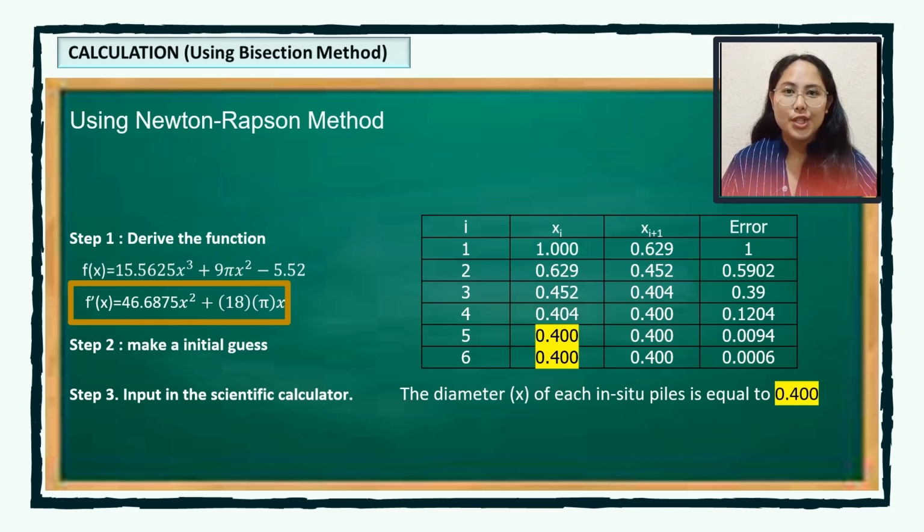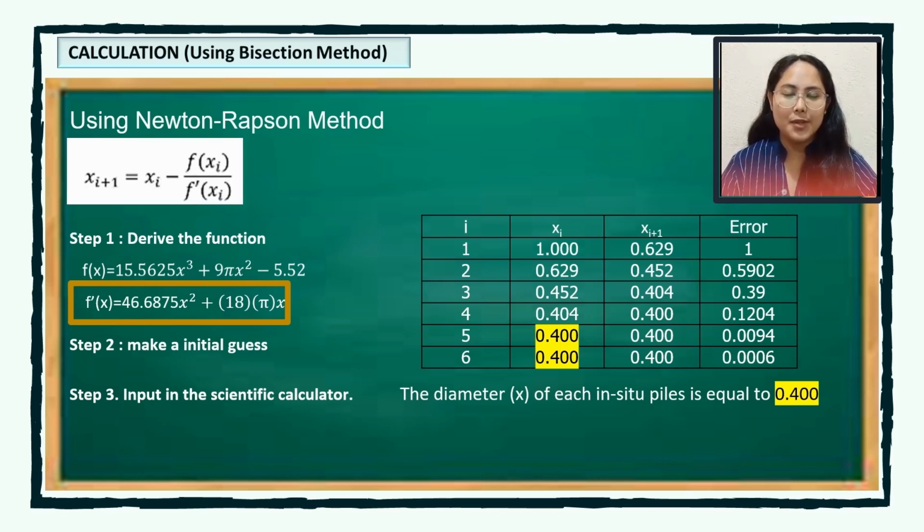Newton-Raphson, as we all know, is very easy. It's an open method, so we just make the initial guess for xi. And to solve for xi plus 1, we will just derive our function. For our new xi plus 1, we have the formula: xi plus 1 equals xi minus f of xi over f prime of xi.